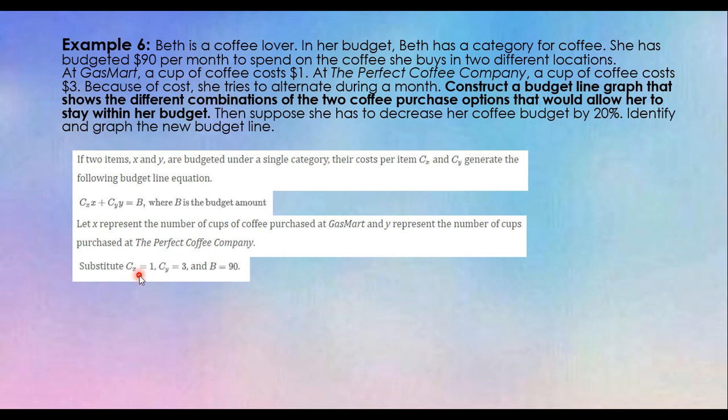Right? So C of X is equal to 1 because the cost of a cup of coffee is $1 at Gas Mart, and C of Y is going to be $3 because the cost of her cup of coffee at the Perfect Coffee Company is $3. And lastly, her budget is $90, so we have to set it equal to 90. She's not going to spend any more than 90. That's what she's figured out in her budget, how much she can spend maximum on coffee each month. So if I take this original equation, and I substitute in C sub X is 1, C sub Y is 3, and B equals 90, I get the following.